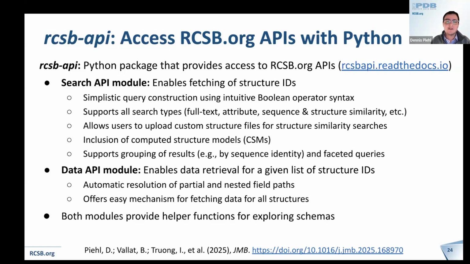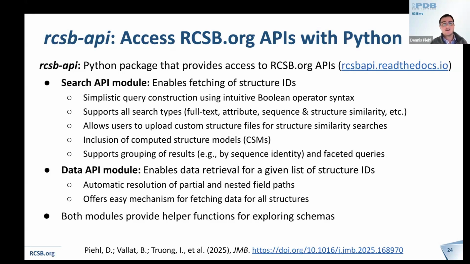The data API module, which enables the retrieval of data for a given list of structure IDs, provides several improvements for facilitating query construction. And one of those is that it helps automate the resolution of partial and nested field paths. Again, that might sound abstract at this moment, but in the example I'll share in a second, you'll understand. And so another benefit that this offers is it provides an easy mechanism for fetching data for all structures.